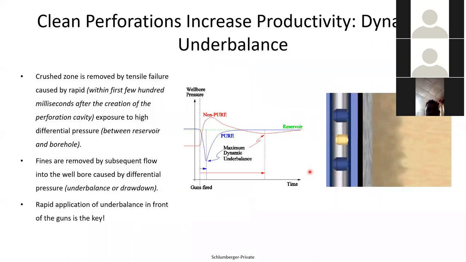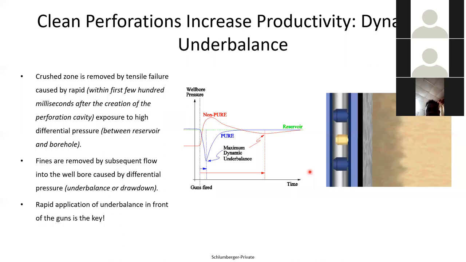So for the underbalance perforation, you have several methods to perform underbalance perforation. One of them is going to be static underbalance, which is something that is used a lot during TCP, tubing conveyed perforation. You will create underbalance in the wellbore, sometimes by nitrogen lifting. And then you are going to shoot the gun with the underbalance.